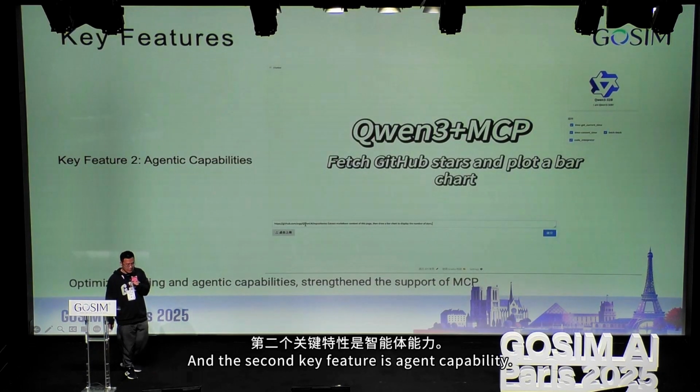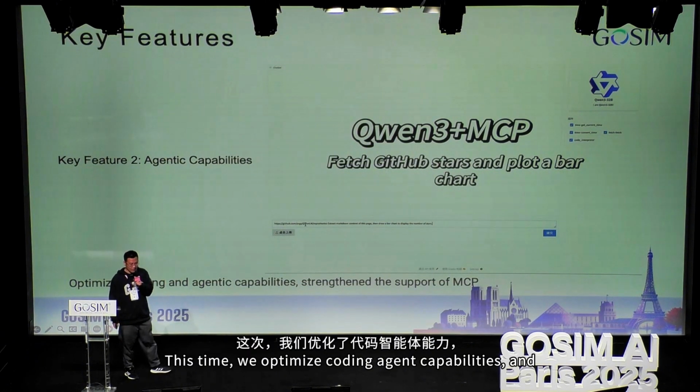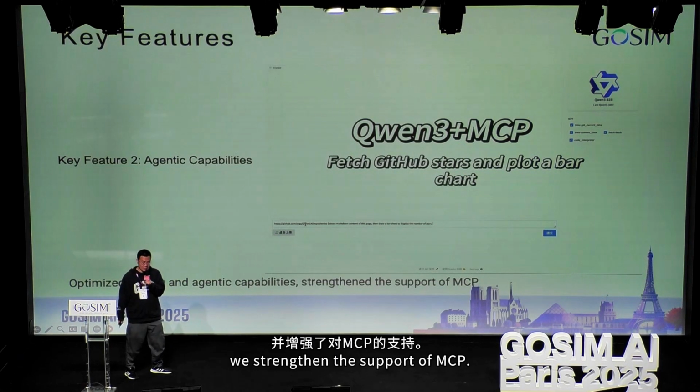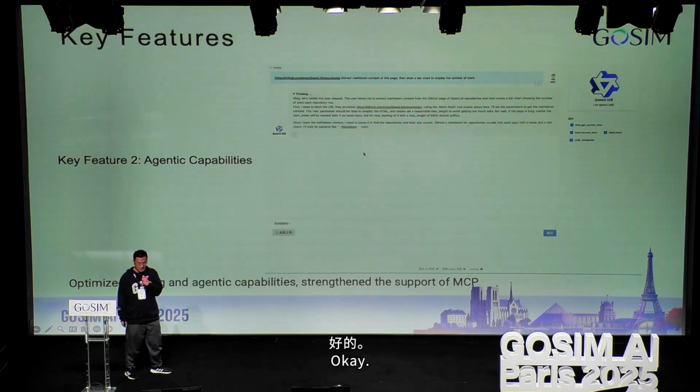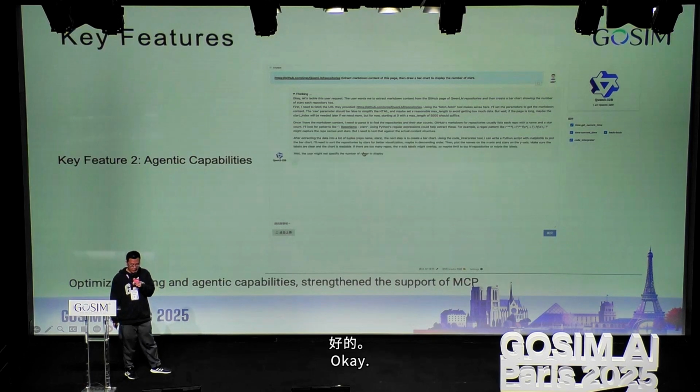The second key feature is agent capability. This time we optimized coding and agent capabilities, and we strengthened the support of MCP.